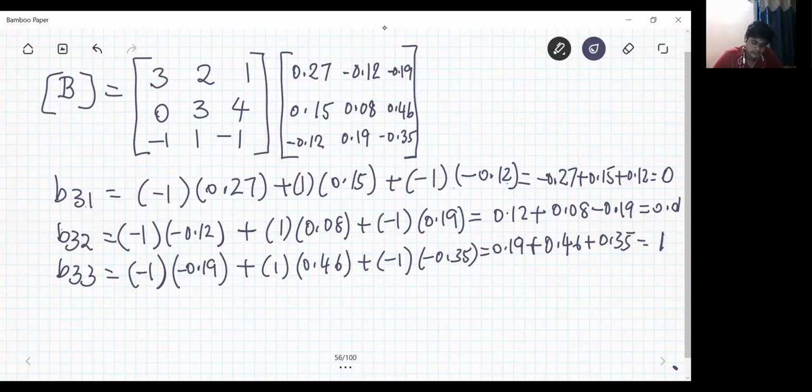So the first row is 1 0 0. What about the second row? 0 1 0. What about the third row? 0 0 1. So you write matrix B equal to 1 0 0, 0 1 0, 0 0 1. Now you are able to follow.